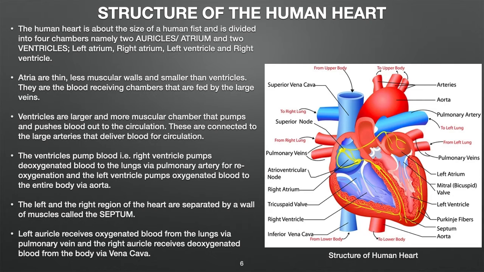How does it go to the lungs? Via the pulmonary artery for reoxygenation. And the left ventricle pumps oxygenated blood to the entire body via the aorta. And the left and the right regions of the heart are separated by a muscular wall called the septum. The left auricle receives oxygenated blood from the lungs via the pulmonary vein, and the right auricle receives deoxygenated blood from the body via the vena cava.